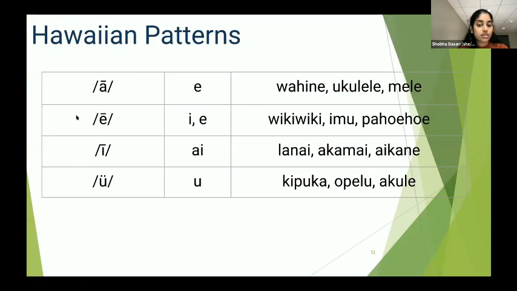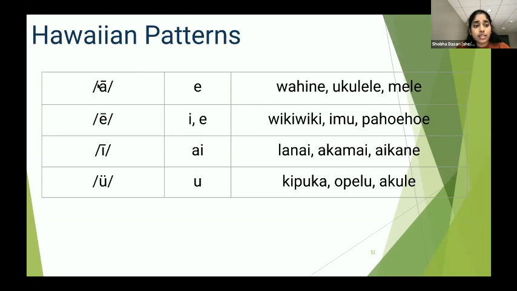Cool. And then we have a couple of fun languages at the end, probably a little bit more uncommon, but these are still good languages to know. So one of them is Hawaiian. And so Hawaiian is also kind of similar to Japanese and Chinese in that it's pretty phonetic. So the spelling you see is probably very similar to how the word is pronounced.